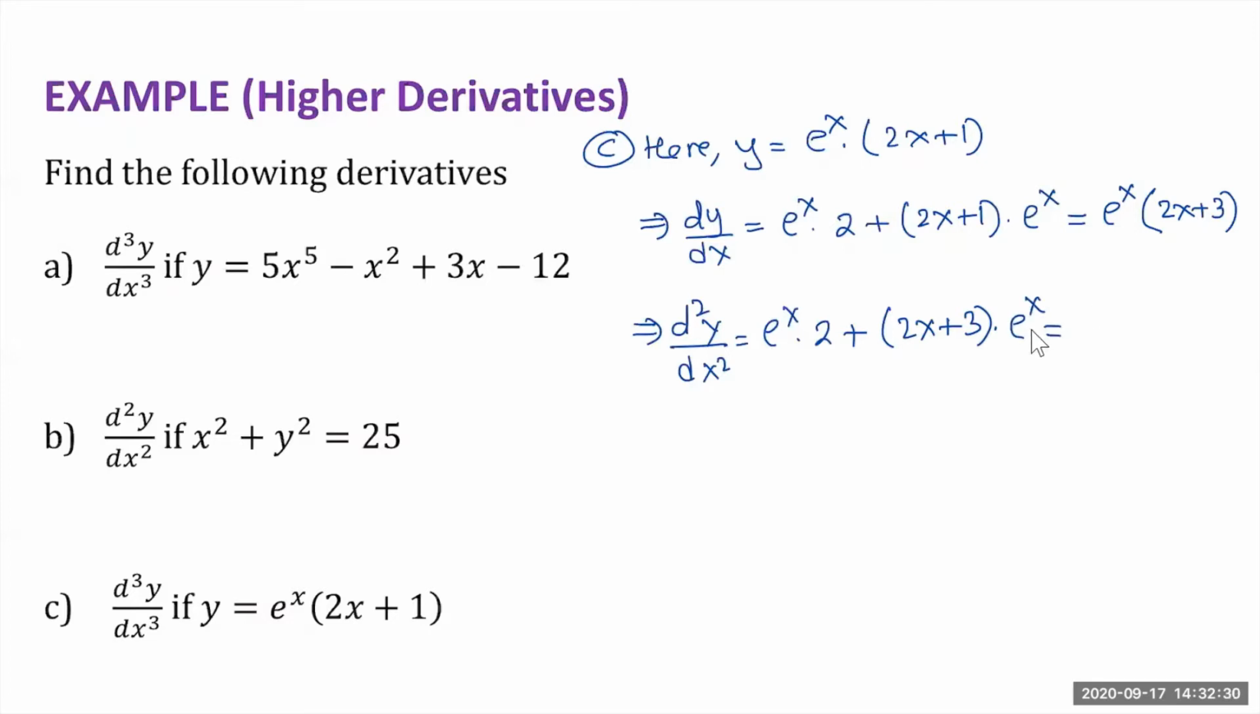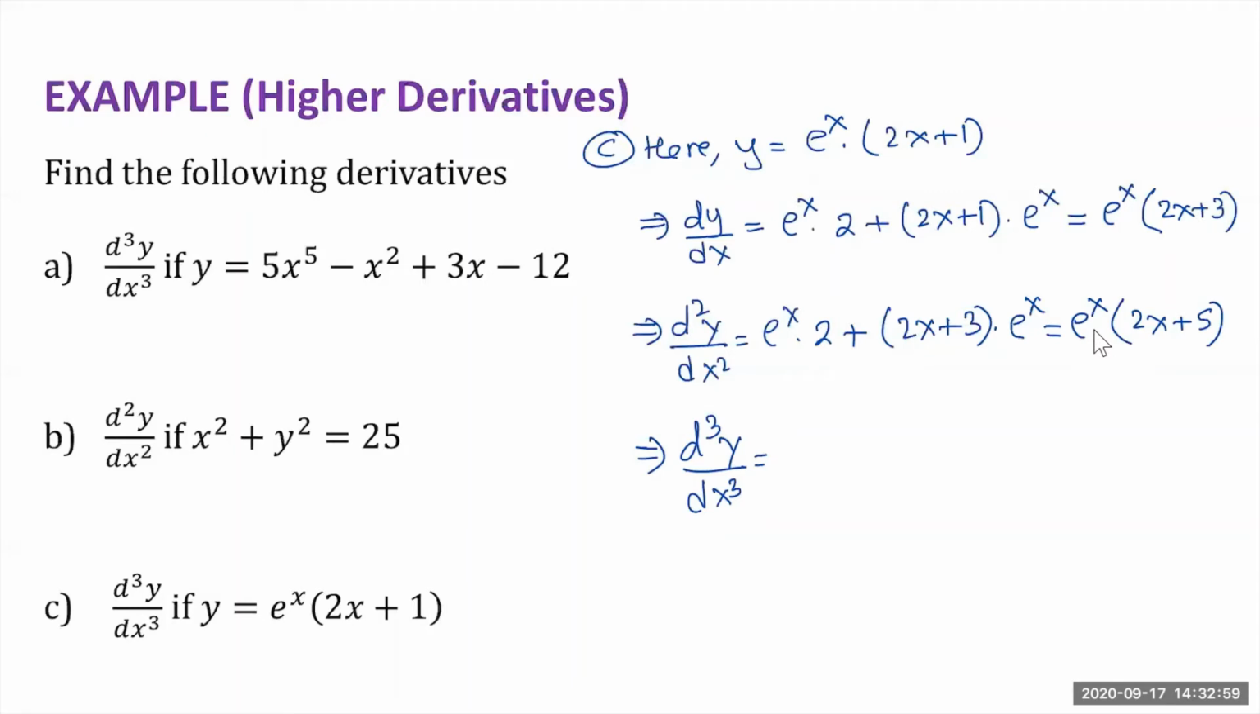Again, if we factor e to the x out from these two, here we are remaining with 2x plus 3 plus 2, which is 2x plus 5. That is our second derivative, e to the x multiplied by 2x plus 5. We need the third derivative, so we'll go one more time, which is d cubed y over dx cubed. It's still a product, so we'll use the product rule.